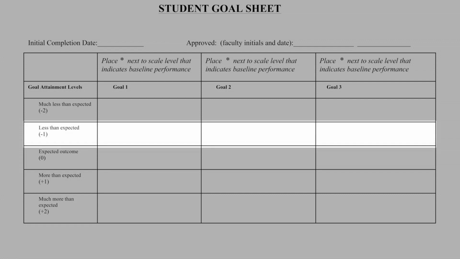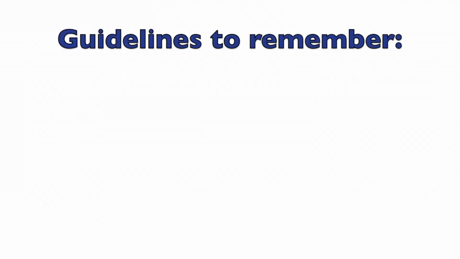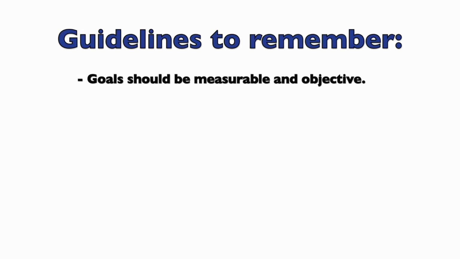Each person's level of expectation may vary. For example, one student's realistic goal, scaled at a 0, may be another student's less than expected goal, scaled at a -1. At any point, or at scheduled intervals, you can revisit each goal scale to determine if there has been any change or progress in the level of goal attainment. The rater can record the number representing the current level of goal attainment. Here are some guidelines to remember when scaling goals. Goals should be measurable and objective. There should be no ambiguous language that would make it difficult to determine where the goal behavior falls on the scale.